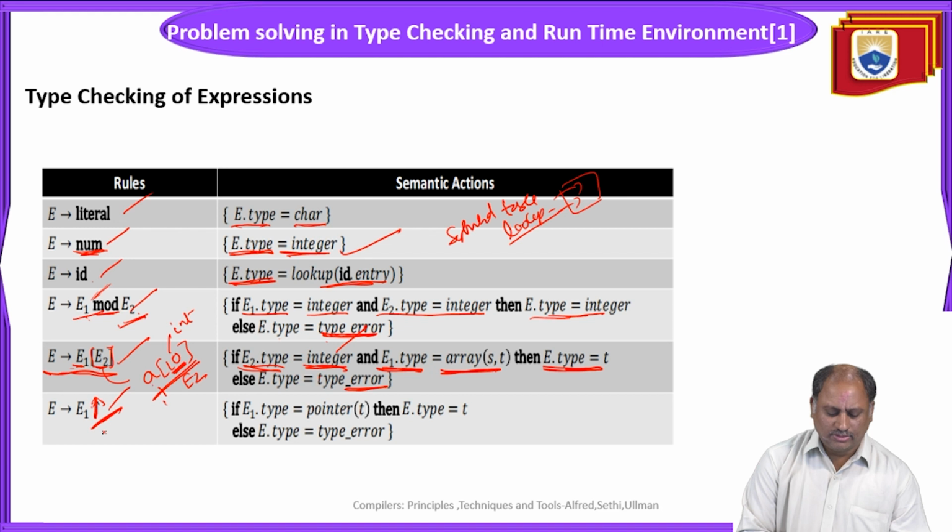E1 up arrow. Here the type of E1 is a pointer and the type E.type is T. If E1.type is a pointer type, then E.type equals T, else it returns error. So E1.type is a pointer type, E.type is T. Here a pointer type is expected with the corresponding result. So the result is also of type T, else error.